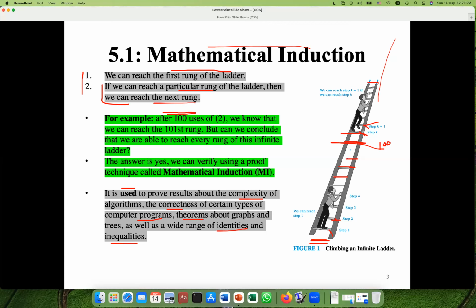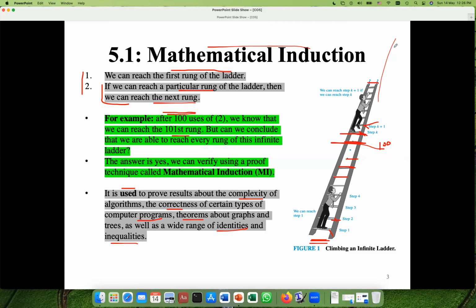I am repeating different things, the same thing again and again. Why? Because only then will this concept be in your mind. So if I am at step 100, then you can say that I can reach step 101, which is mentioned here.